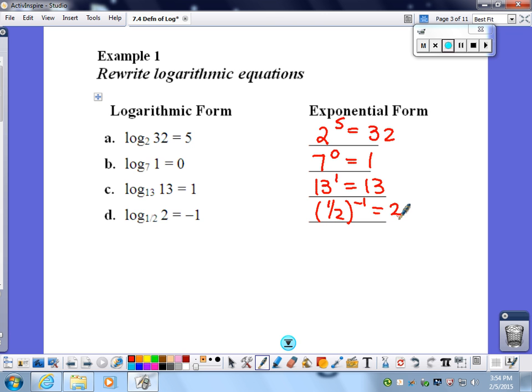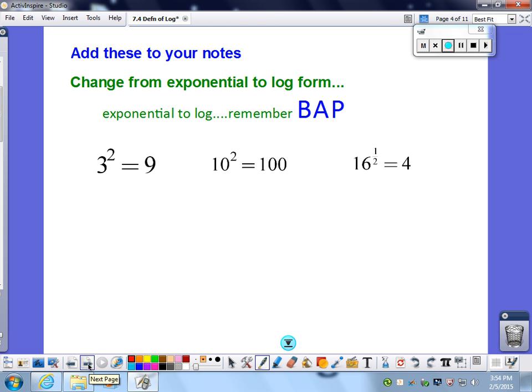Let's go the other way now. Take a moment and add these to your notes. They aren't on your original notes, so please add these questions. This time we're going from exponential form to logarithmic form. A way to remember going from exponential to log is BAP: base, answer, power. BAP.